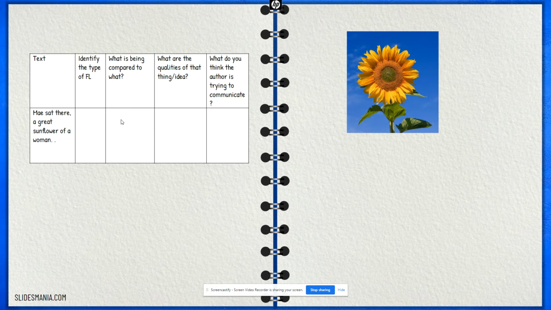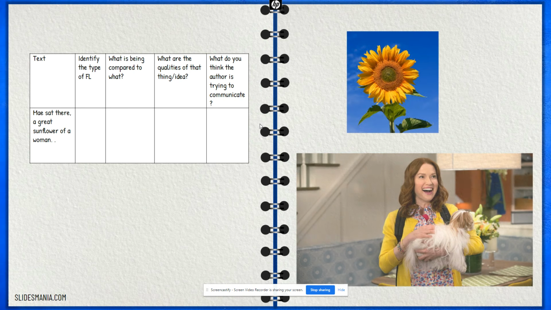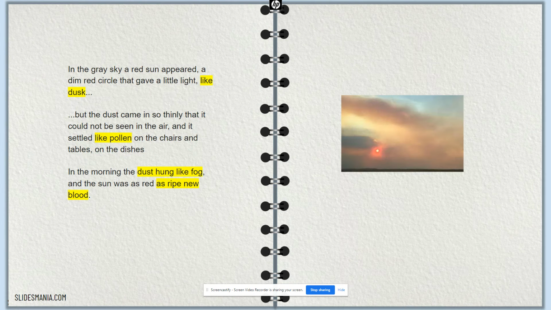What's being compared to what? And what are the qualities of that thing? What do you think the author is trying to communicate? Go ahead, pause the video, and fill in your graphic organizer. I'm not going to give you the answer on this one, but I am for this, so let's talk about it.